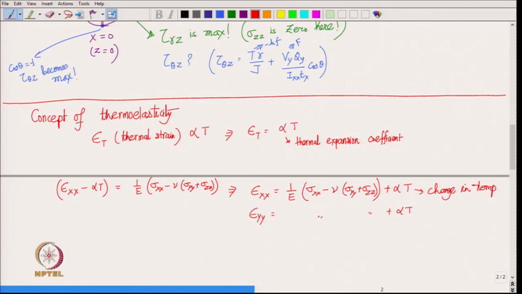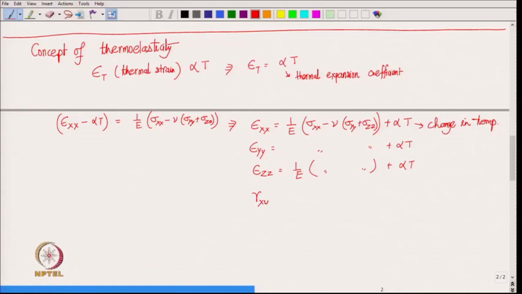So, suppose you have a material at room temperature and you heat it by 30 degrees, then this T would be 30, a change in temperature. Similarly, we have epsilon zz, the usual term plus alpha times T. So, temperature only affects the normal strains, it does not affect the shear strain. Temperature only changes the length of line elements, it does not change the angle between two line elements. So, that means the shear strain, shear stress formulas are unaffected.